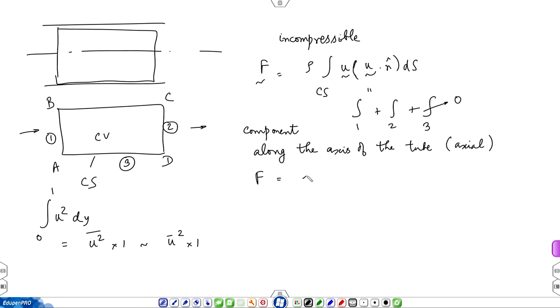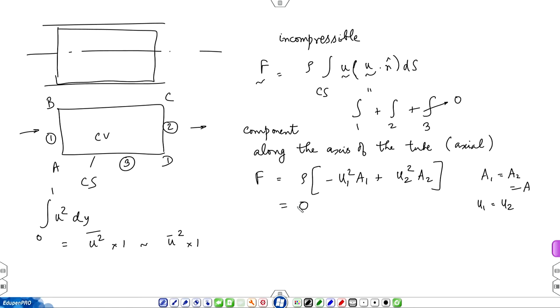So, that way this becomes rho, minus u 1 square A 1 plus u 2 square A 2. Now, you realize A 1 is equal to A 2 equal to A, and u 1 is also equal to u 2. That is the result we got from conservation of mass. So, how much is this F? It is 0. So, what does it mean? That we will see as we go along. F is equal to 0.